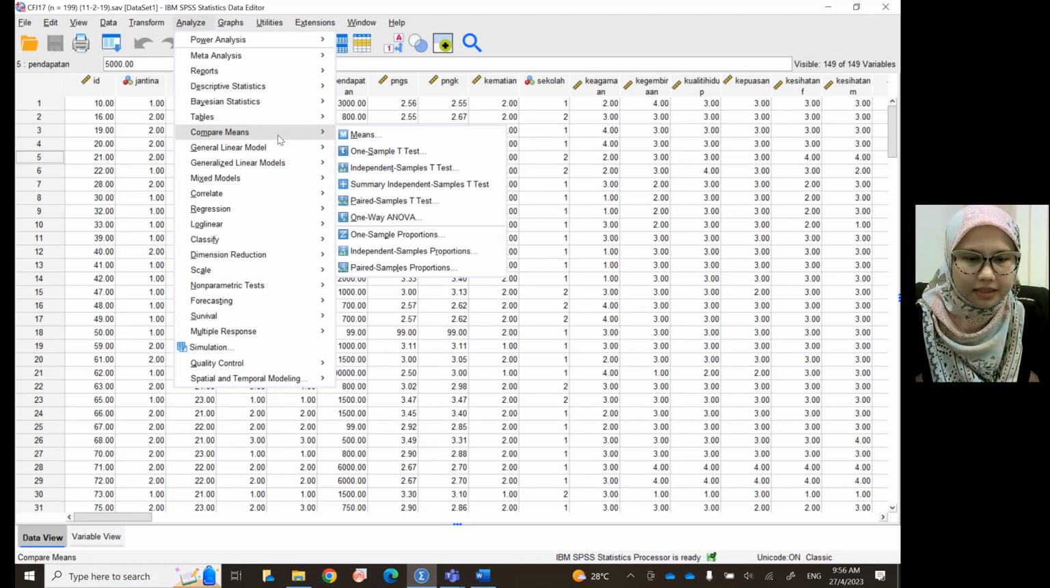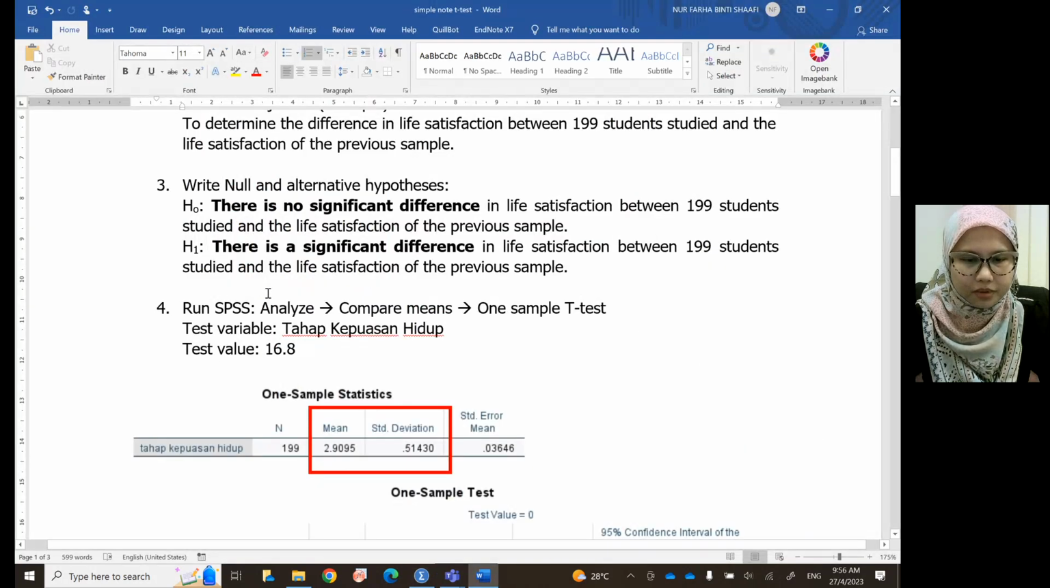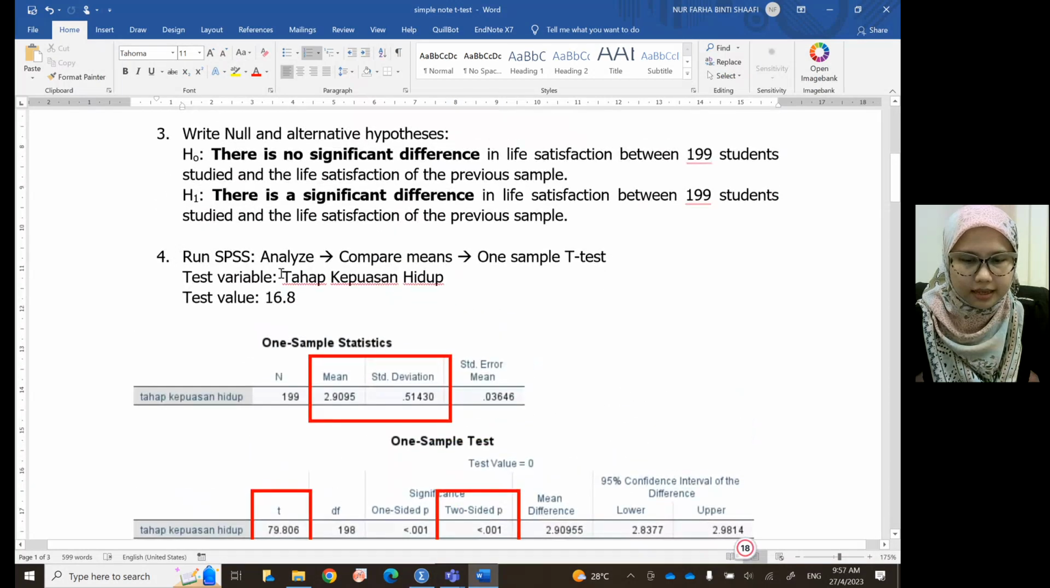Okay, click on compare mean, and then you go to one sample t-test, because currently we are learning about one sample t-test. So you click on it. So you have the pop-out. Okay, so this pop-out, what you need to do, look at your simple note here that I have given to you. So you will have two things that you need to key in. First is test variable. Second is test value.